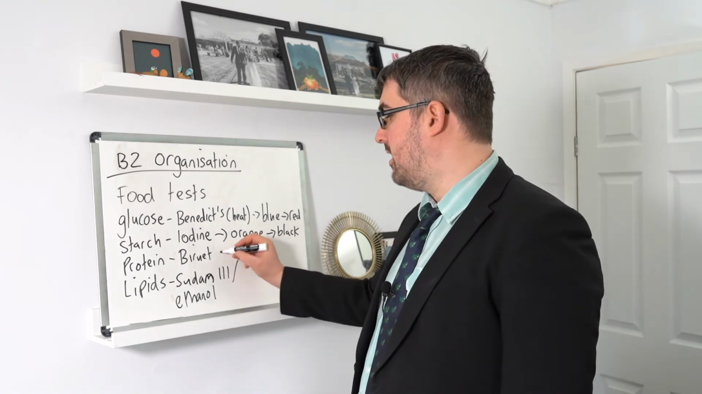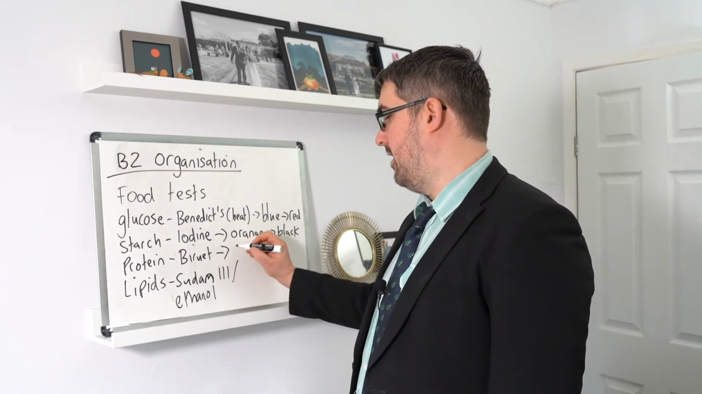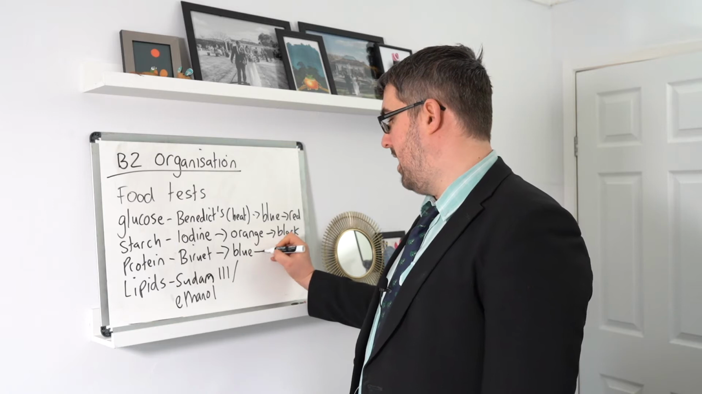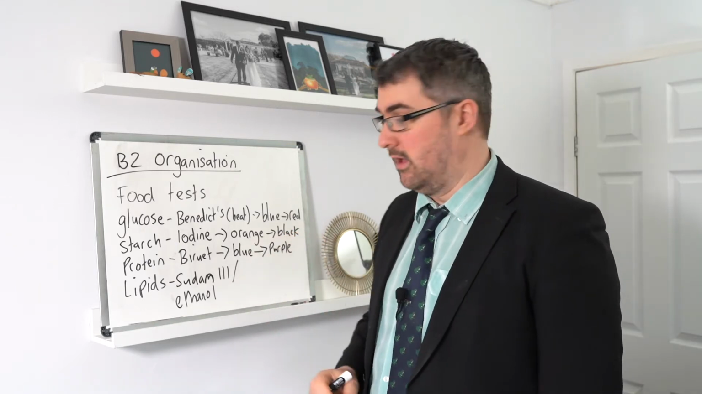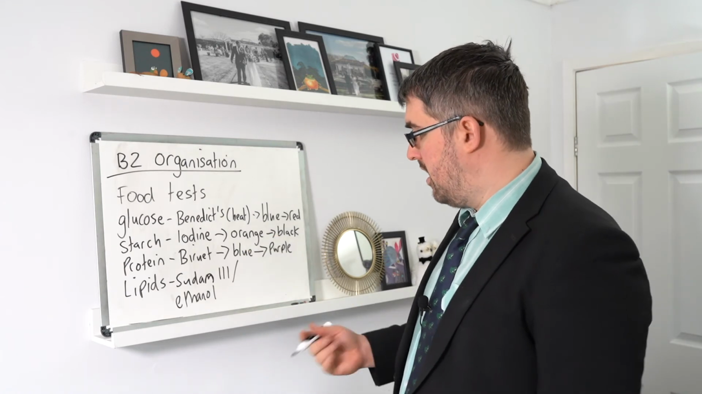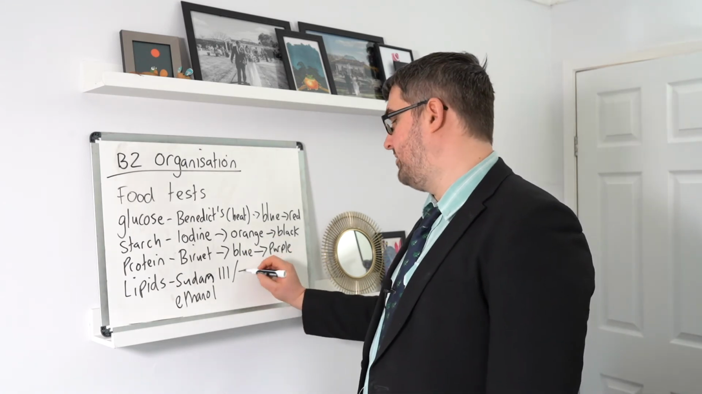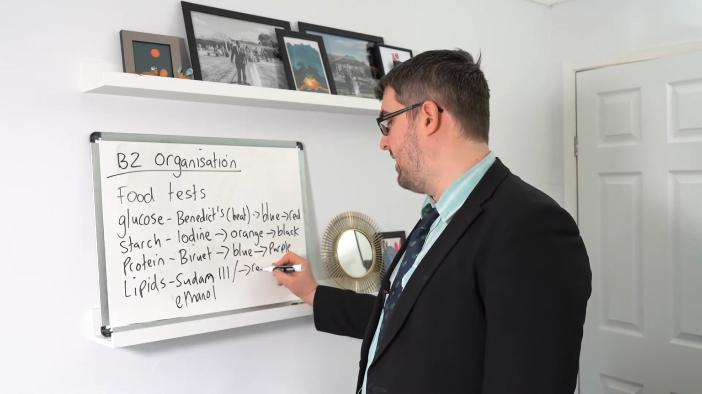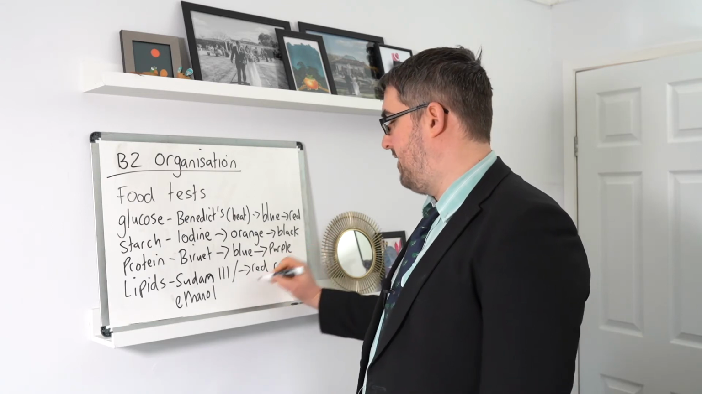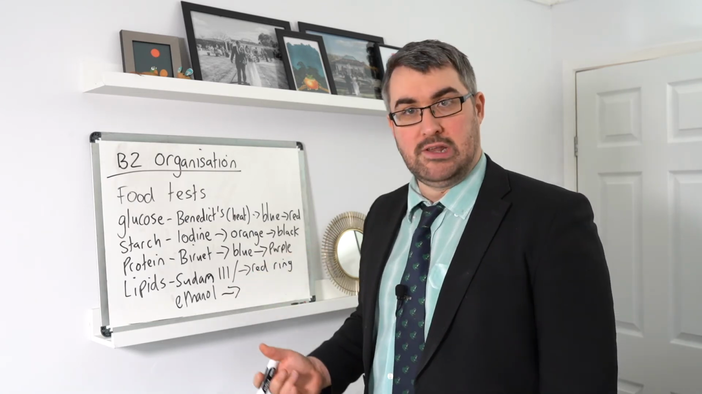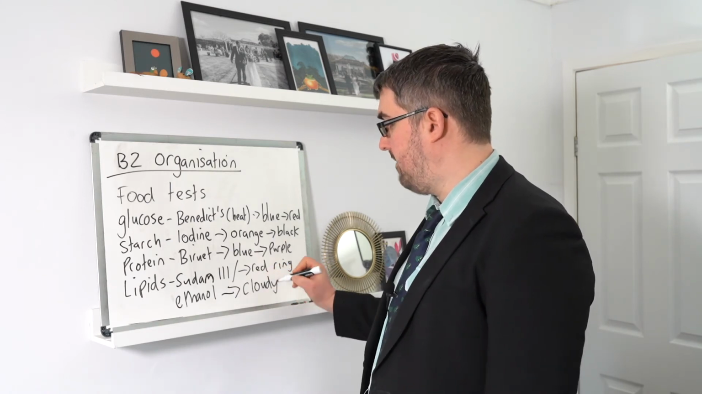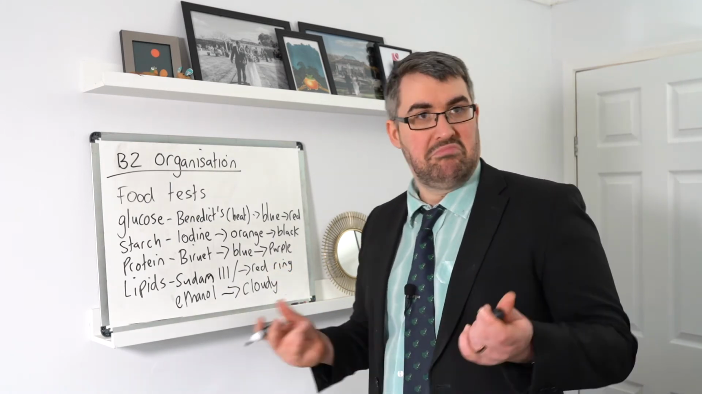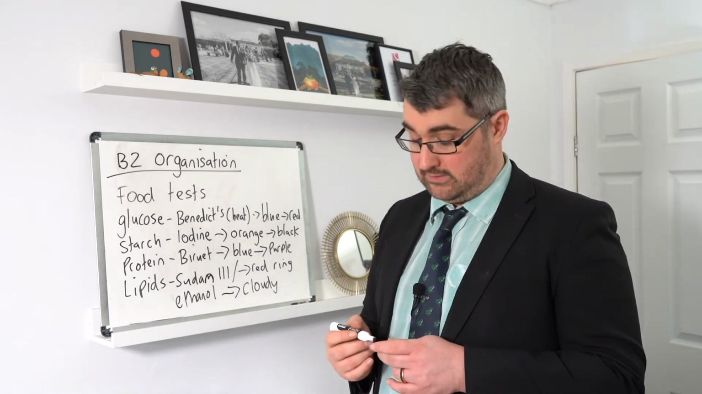With the protein, the Biuret test, the solution starts off blue and it should turn purple in colour if proteins are present. Now, depending on which one you do, the Sudan 3 with the lipids, you would get a sort of red ring at the top. And then for the ethanol emulsion test, it would go cloudy. You get a cloudy emulsion. Okay, so they're all the things we want to look at there. They're the basic things.